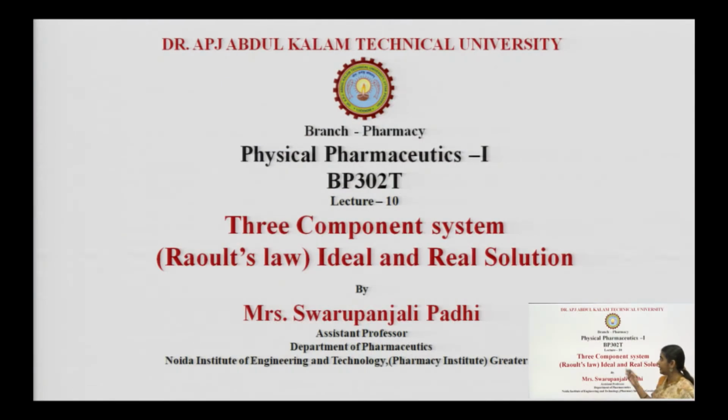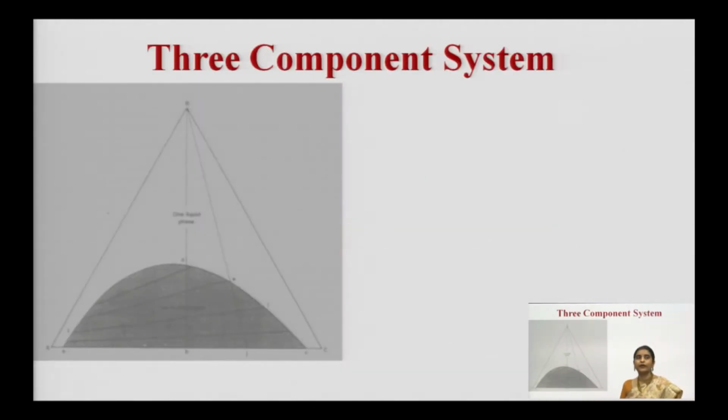Welcome to lecture 10. Today we will discuss what we have left from lecture 9 about the 3 component system, and we will discuss Raoult's law, ideal and real solutions. So, when we talk about the 3 component system, in the last class we learned how we can draw this triangular phase diagram. Now, we are discussing the 3 component system here.